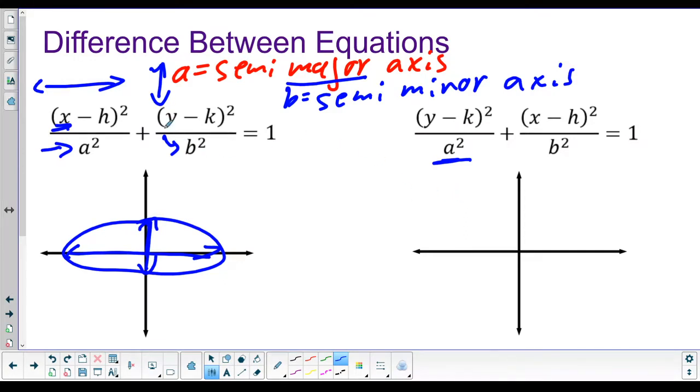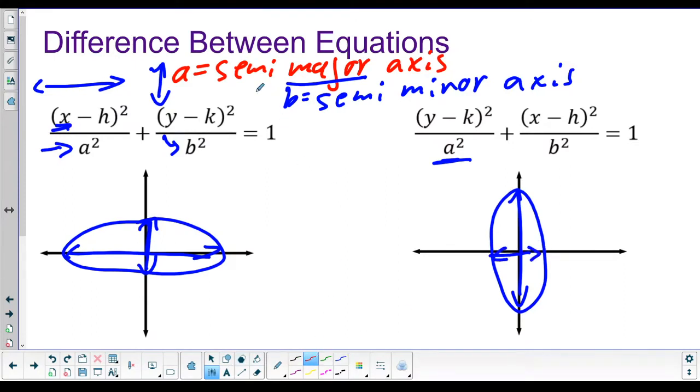Okay? If we swap these, I've swapped the tops here. You could also swap the bottom. So you could turn this into a b squared and this into an a squared. Either one, they're equivalent, right? Because addition is commutative. If you have the major axis under your y term, the only difference that makes for our graph is it makes the vertical for our oval longer than the horizontal.